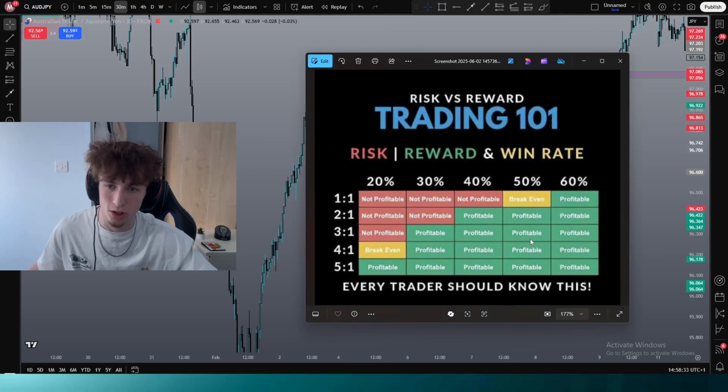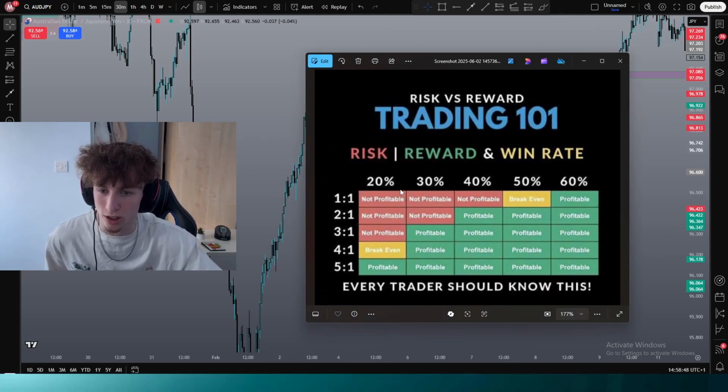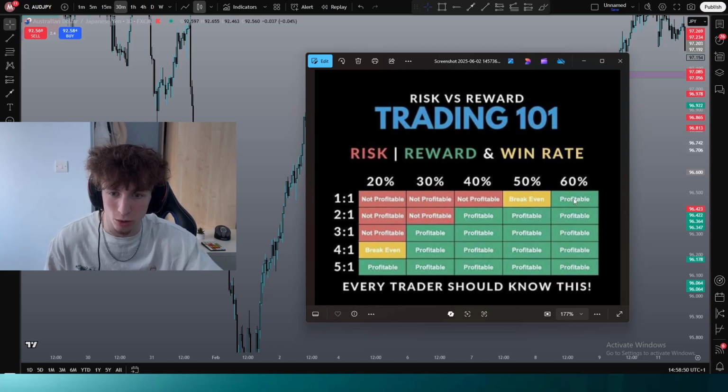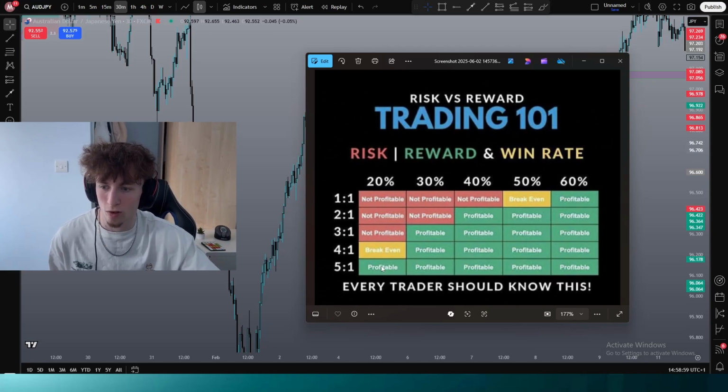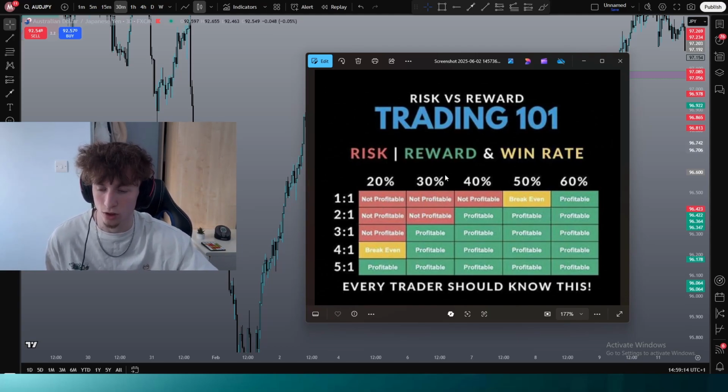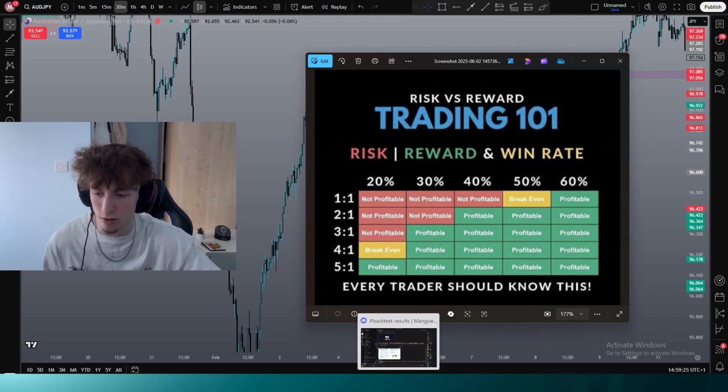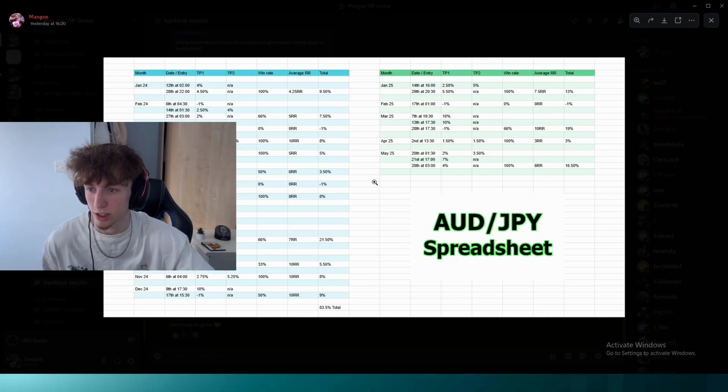I mean, I'm sure you've all seen this before. Going for 1-to-1s, you need minimum 60% win rate to even be the tiniest bit profitable. With 1-to-5 risk to rewards, you can be profitable with just a 20% win rate. And with a strategy like this where you're getting usually above 1-to-5 risk to rewards, we don't even need a 20% win rate to be profitable. So anything above that is just a ridiculous amount of profit.